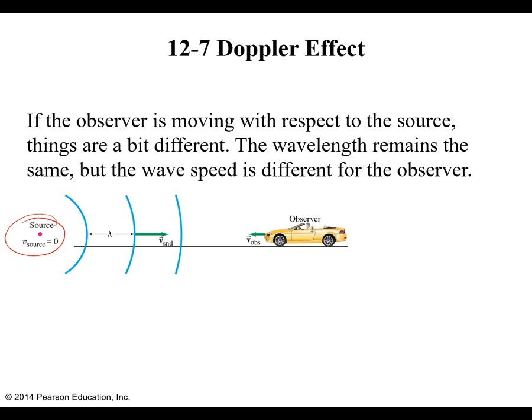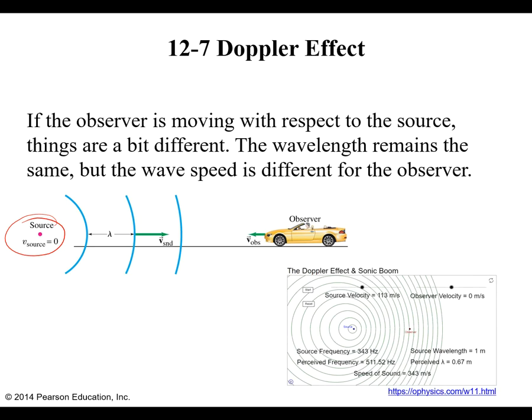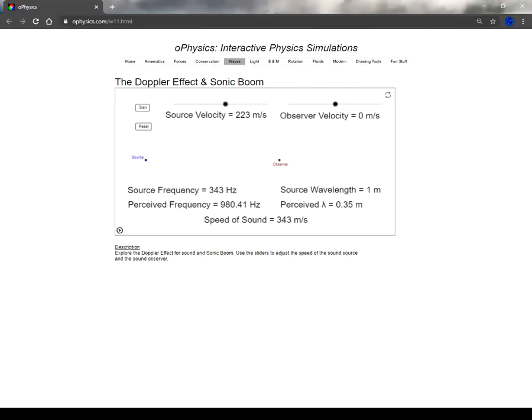If the observer moves toward the source, then he's going to hit the first wavefront, then he'll hit the second wavefront in less time than it takes the wavefront to move. So basically, in effect, he's observing a shorter wavelength and thus a higher frequency. Let me show you what this looks like here in this module.